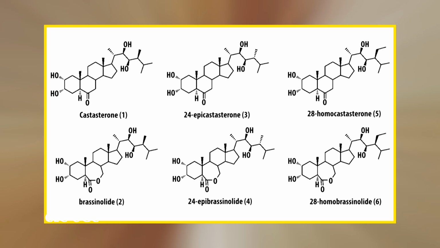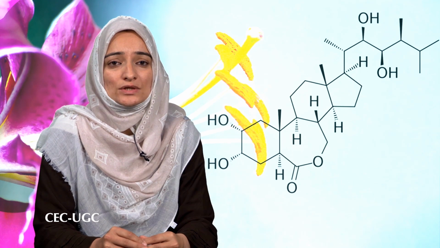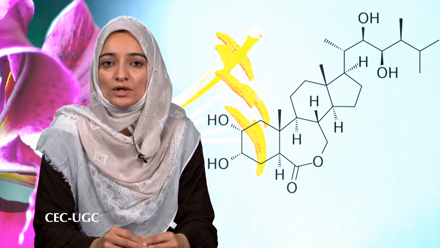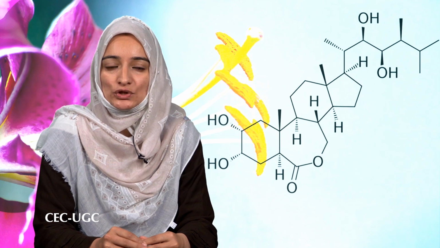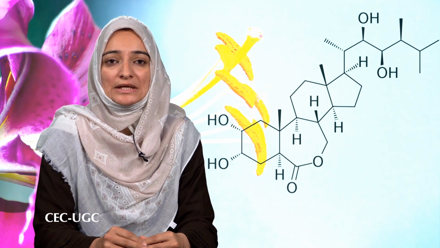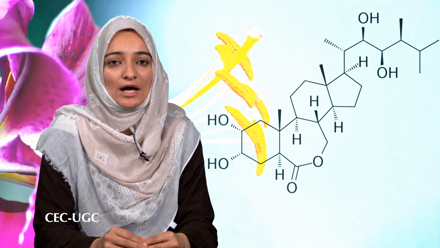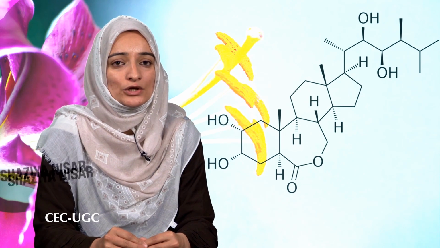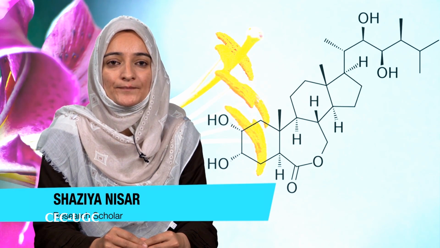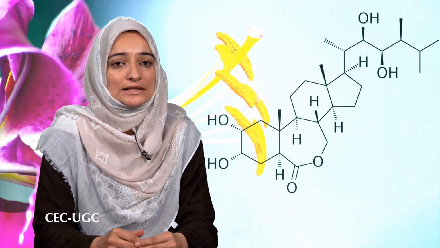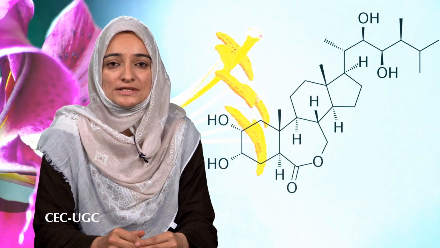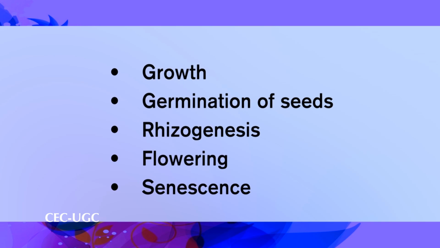Brassinosteroids are a group of plant hormones with significant growth promoting activity. They were isolated and characterized from the pollen of rape plant, that is Brassica napus. Subsequently, they have so far been reported from about 60 plants and are regarded probably ubiquitous in the plant kingdom. They are considered as hormones with pleiotropic effects, as they influence varied developmental processes like growth, germination of seeds, rhizogenesis, flowering and senescence.